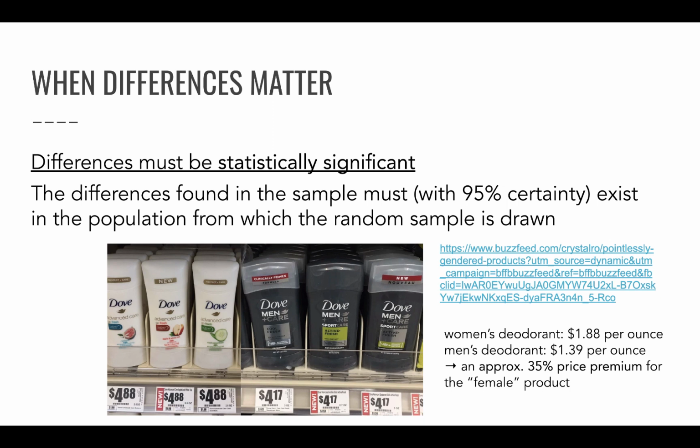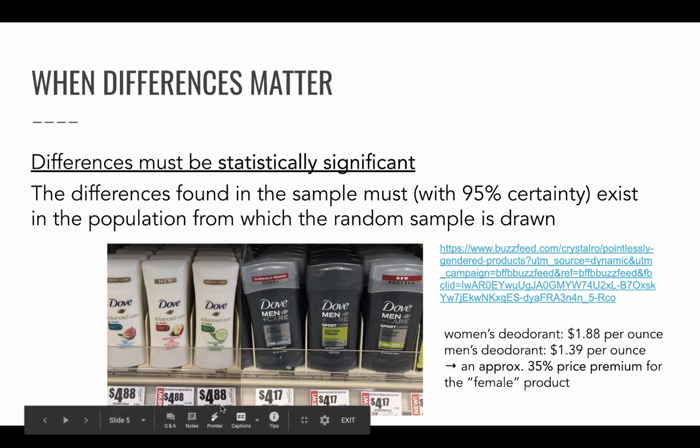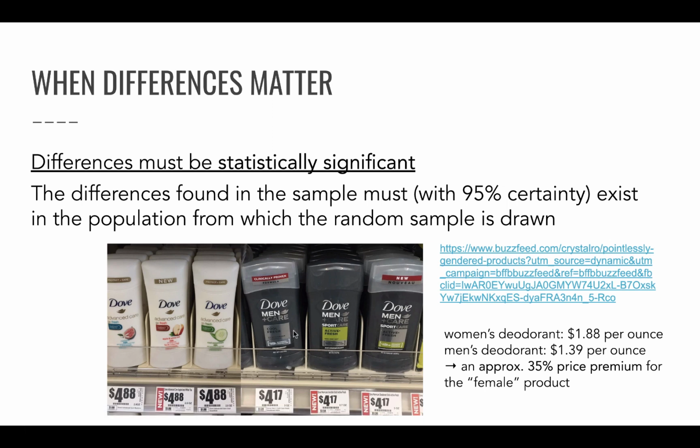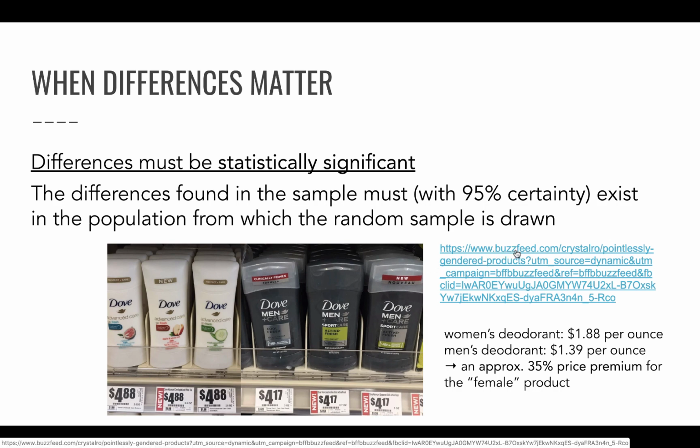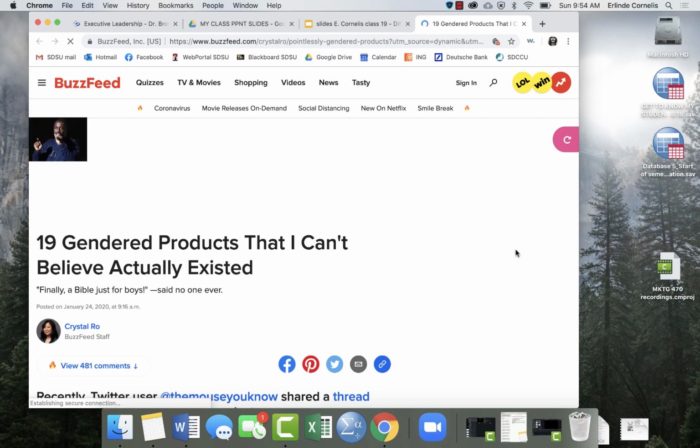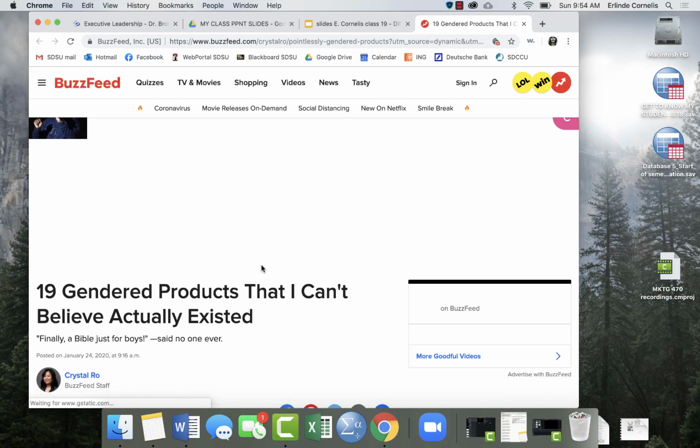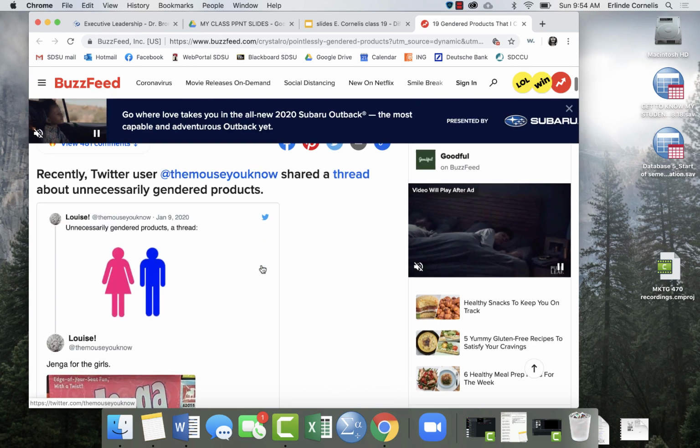There's actually many examples of gender being used in almost a ridiculous way. So usually this comes with a hefty price markup, usually for the female products. What you see in this picture is deodorant for men versus women, and you see a pretty big price difference, even though the ingredients, except for maybe the type of perfume that's used, is pretty much the same. So I found this BuzzFeed article with tons of pointlessly gendered products. It's pretty interesting to see, so let me show you.